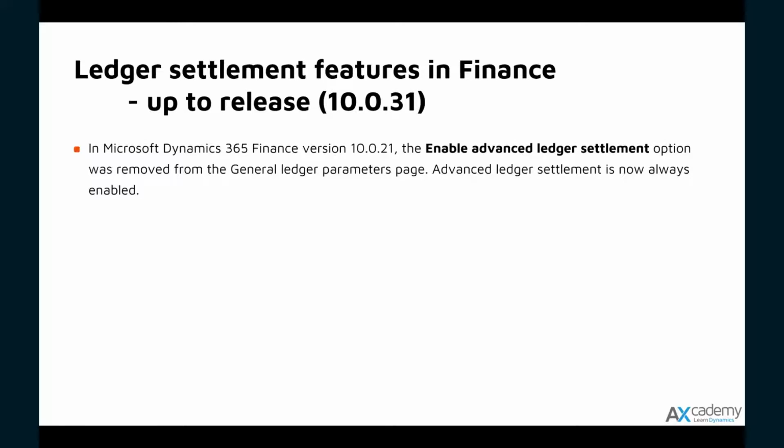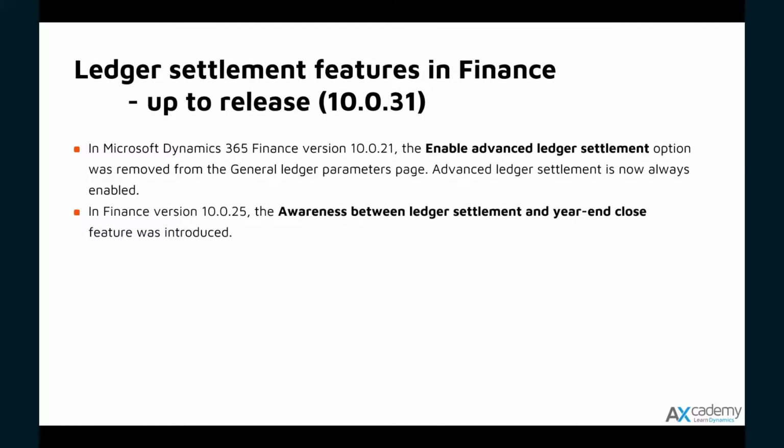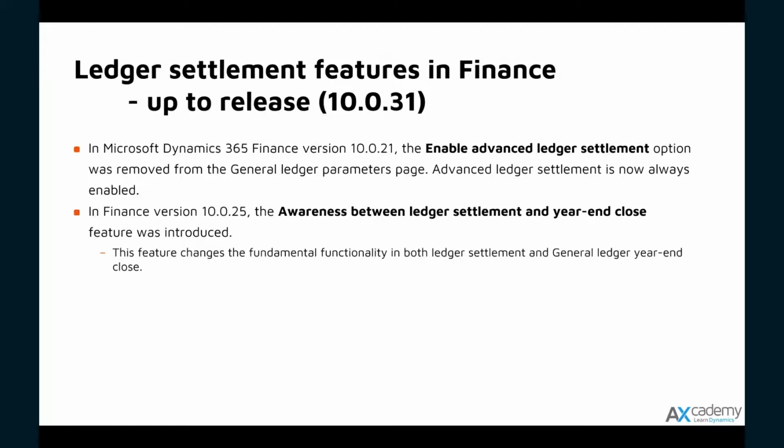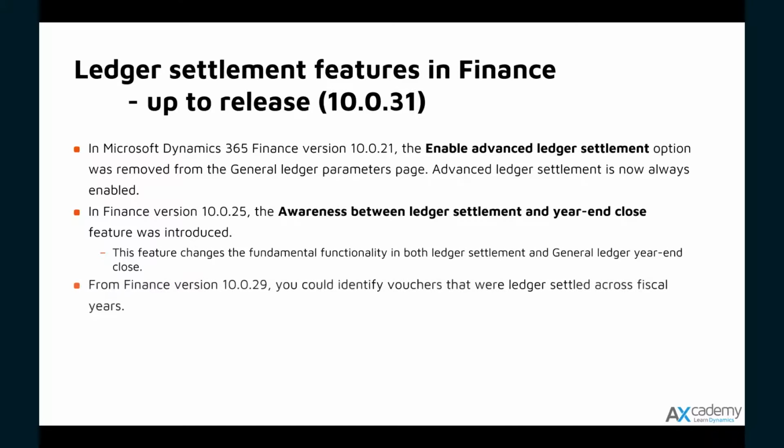There's a lot of these with the upcoming release in March, 10.0.32. Make sure you read that. This is just one example of now it's always enabled. Some of these you can disable, and some of these you can, depending on if it's optional or not. Now, the awareness between ledger settlement and year-end close is a thing, as you do sort of a cross-year settlement. You need to be careful about that. I don't have the time to get into all these details, but since automatic settlement could now happen, there could be things happening automatically that you don't really want. So the functionality is changed around settlement itself and also around the year-end close.